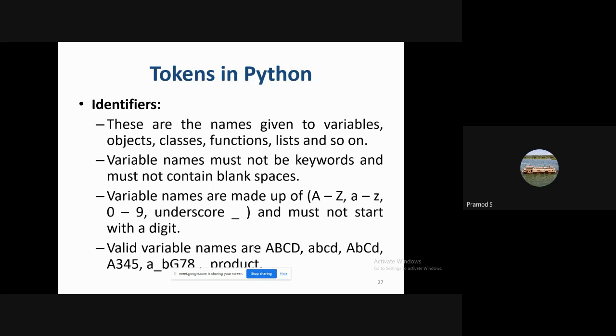And the valid variable names are: ABCD, all capital, fine. All characters small, fine. A combination of uppercase and lowercase, that is also fine. A combination of letters followed by three numbers, that is also fine. A combination of characters, underscore, numbers, as well as uppercase and lowercase, fine. A combination of underscore first and then the characters, that is also fine. So these are all valid variable names.